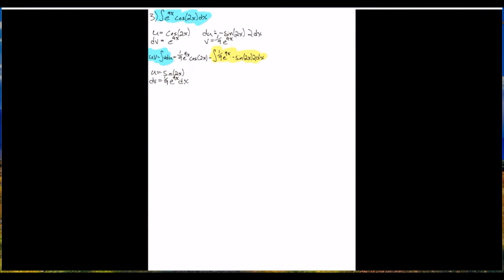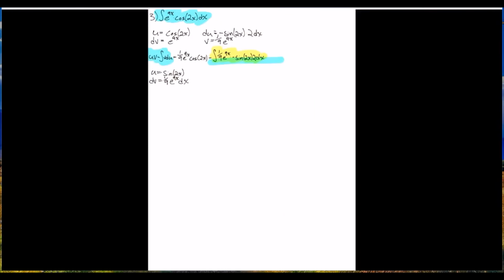So all I'm doing is just plugging in what our u's and dv's are, and this yellow highlighter, this guy right there, is what I was talking about, is that it doesn't look any better, right? Because it has this sine term and it's got this exponential term, and it's not quite clear why this is a step forward rather than a step back.